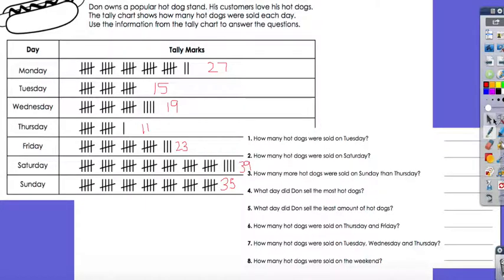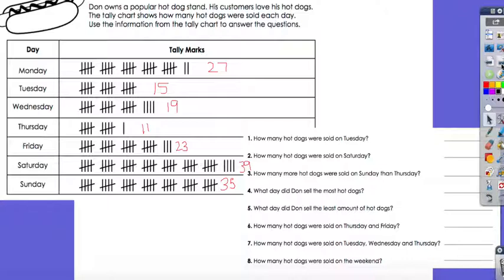The first thing I want to do before we answer the questions is remind ourselves that with these graphs, we're either going to have to just read the graph, we're going to have to add some numbers together, or we're going to have to subtract. So that's 3 things we might do. We might just read the graph, we might have to add things together, or we might have to subtract things.